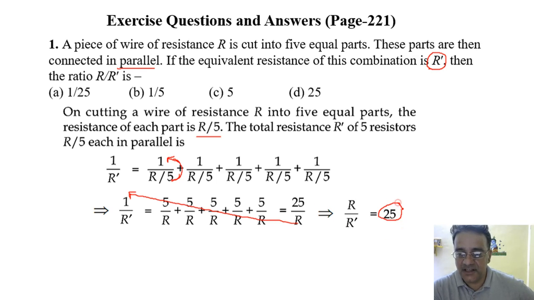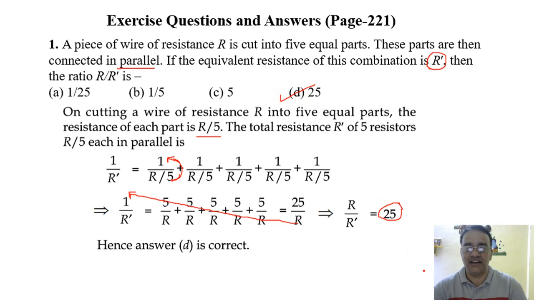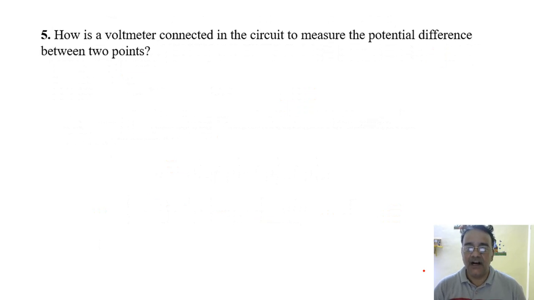So which option is correct? D. Hence answer D is correct. So this is the first question based on that series and parallel combination. Now the question number 5. How is a voltmeter connected in the circuit to measure the potential difference between 2 points?